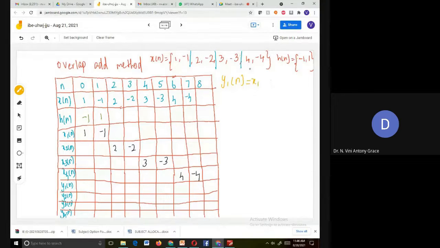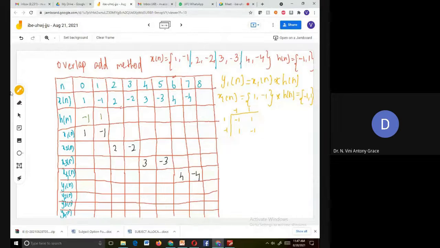y1 of n, I know that it is x1 of n convolved with h of n. What is x1 of n? x1 of n is 1 comma minus 1. What is h of n? h of n is minus 1 comma 1. If I perform linear convolution between these two, how can I do this? This is 1, this is minus 1, this is minus 1 and 1. Multiply this, minus 1, this is 1, this is 1, and this is minus 1.